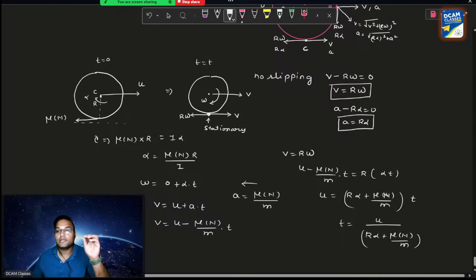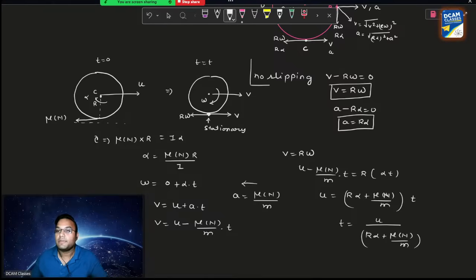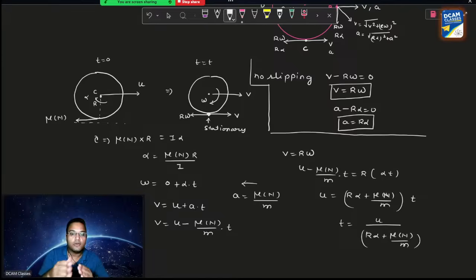Understood? Actually, through this example, what I wanted to show is how the friction force is responsible for a body to roll without slipping. Initially, it was just sliding. You have just kept it. It was sliding, and because of this friction force, it started to roll, and it started to roll without slipping after some time, because this angular velocity omega came.